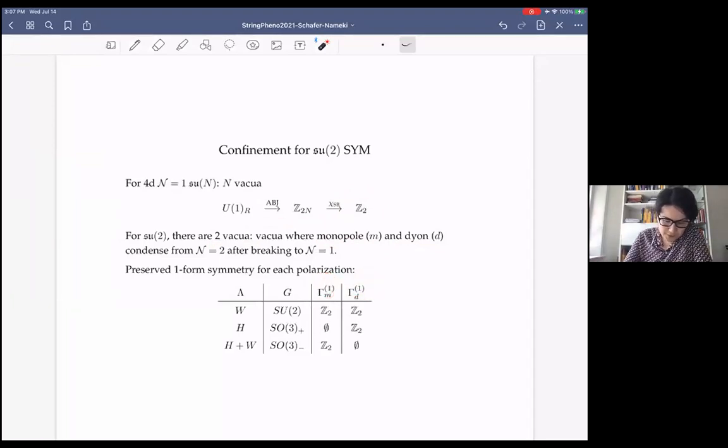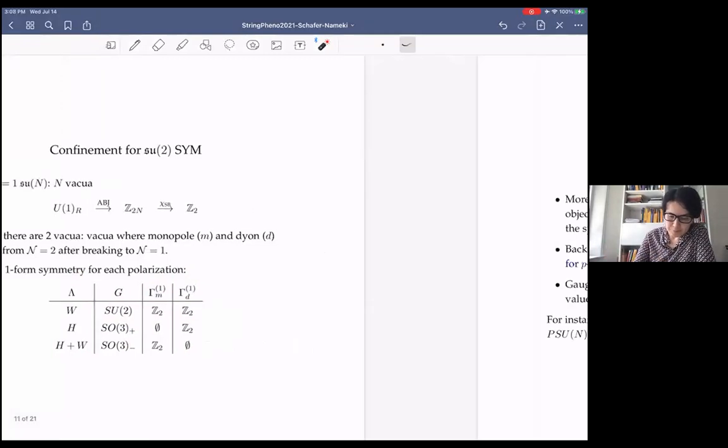So there are three polarizations. There's the electric, the magnetic, and the dyonic one, which correspond to the gauge group SU(2), and then SO(3) plus or minus, depending on the theta angle. And then in each of these vacua, we can ask, is the one-form symmetry preserved or not? For SU(2), of course, both of the vacua are confining, but for SO(3) plus, the monopole vacuum is deconfining, and vice versa for H plus W. So this is the field theory story, and we'd like to replicate that from a holographic setting.